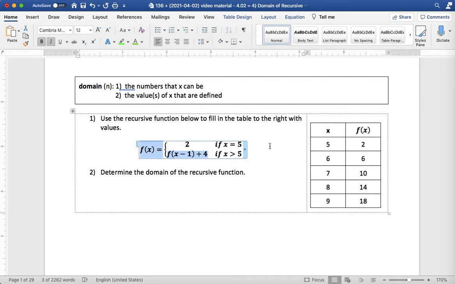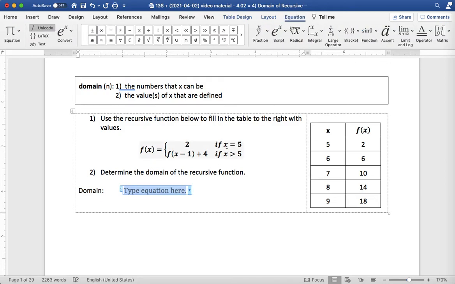Nowhere here does it define when x is smaller than 5. So x values smaller than 5 are not in its domain. It is not defined. So I know that my domain is going to be when x is bigger than or equal to 5, because it literally doesn't define it for numbers before 5.